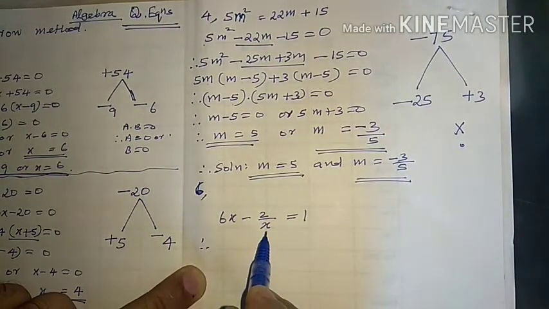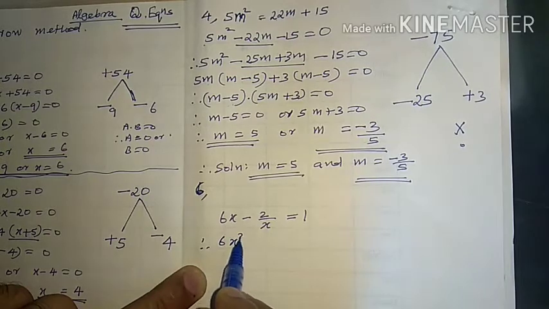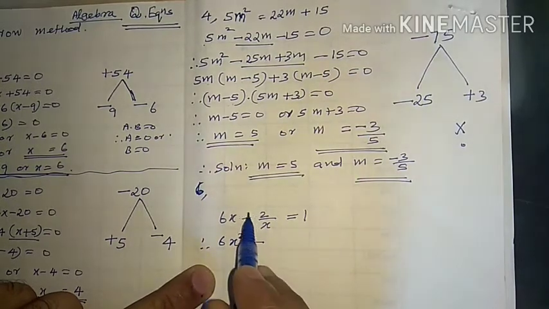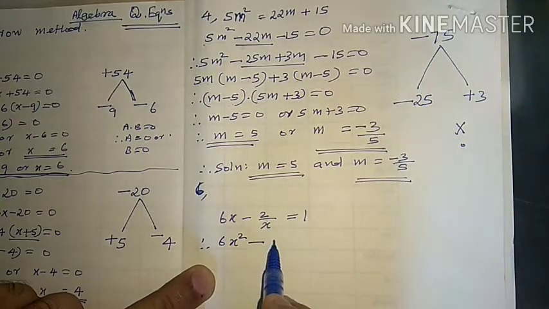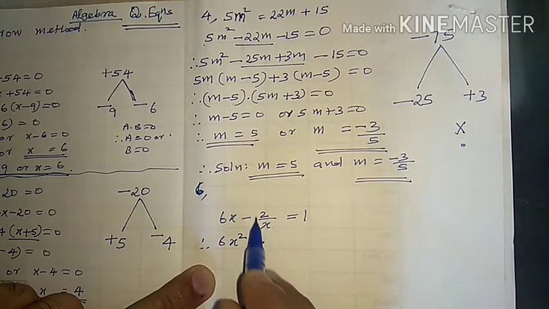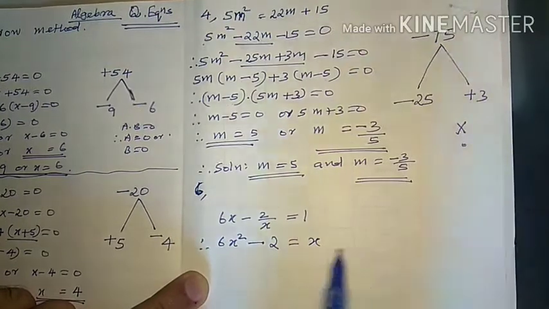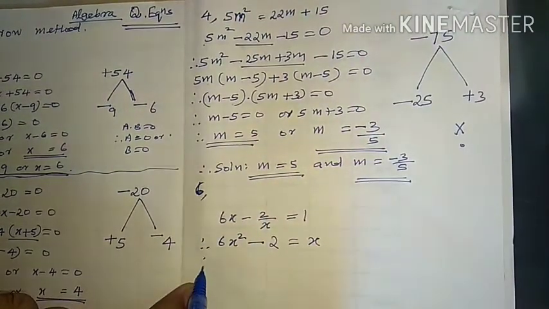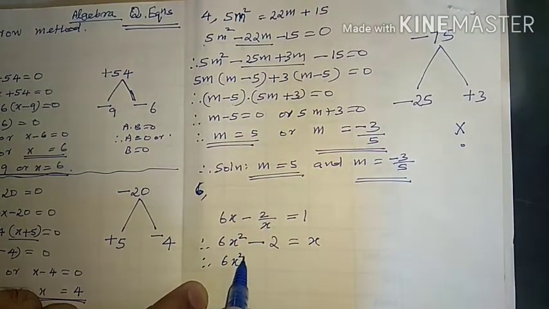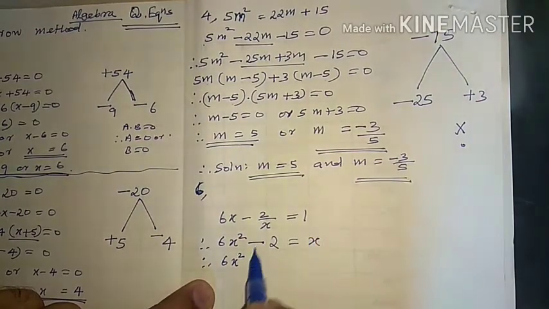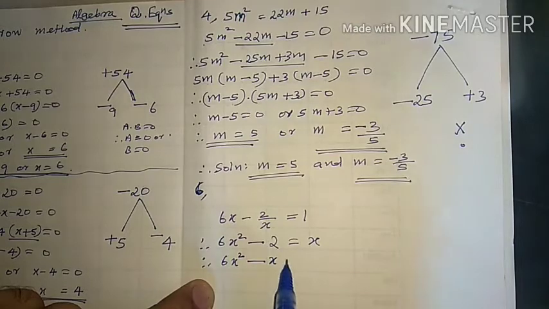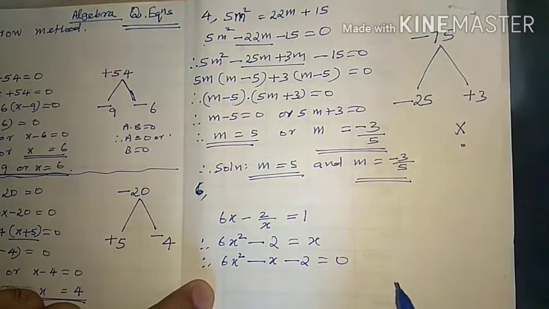Therefore multiply with that x. x into 6x, 6x square, minus x into 2 upon x, x upon x cancels, 2, equal to x into 1, x. Multiplying throughout with that x. Okay, 6x square. Then the next term comes this side, plus x comes here, minus x. Already here, minus 2 equal to 0.